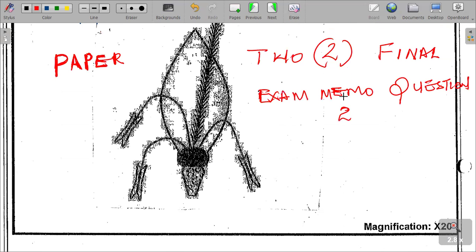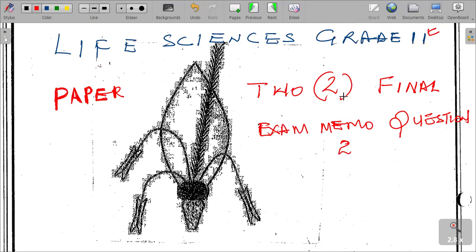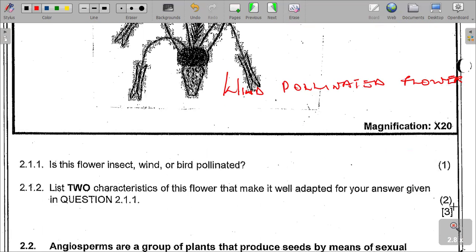If you look at the diagram here, you can see that this is a wind pollinated flower, class. And then we want to look into what the reasons are.